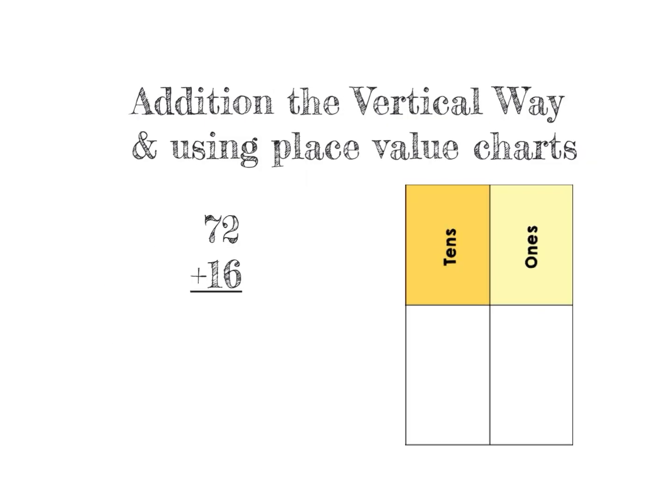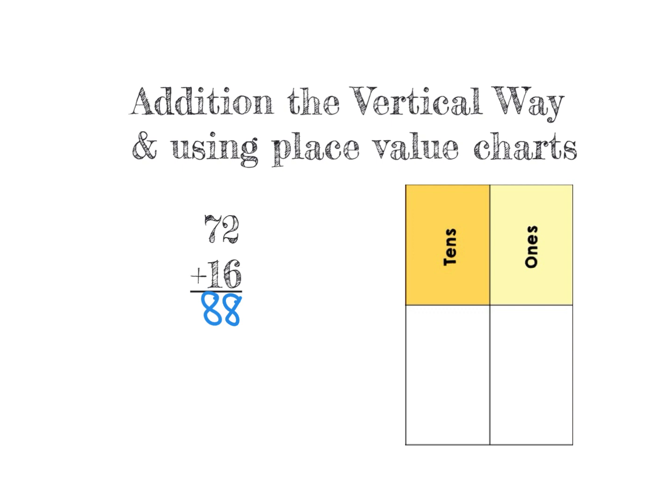Here we're going to be adding the vertical way and then using the place value charts to check our work. Here we have 72 plus 16. In order to add the vertical way, you must line your numbers up perfectly with the ones, tens, and then if you use hundreds or thousands place. Here we're going to add our 6 and our 2. 6 plus 2 equals 8. Now we're going to move over into our tens place. 7 plus 1 equals 8, making our answer 88.